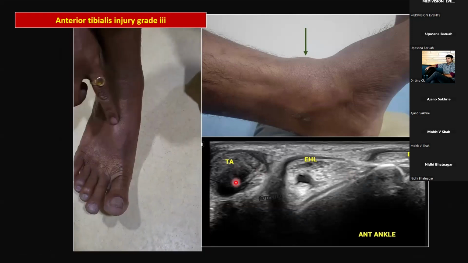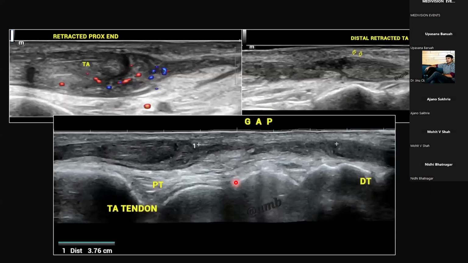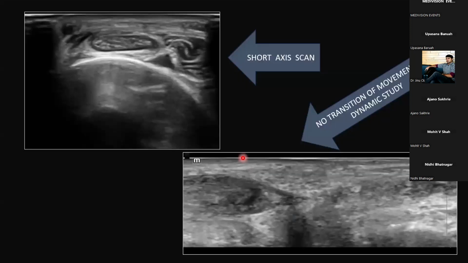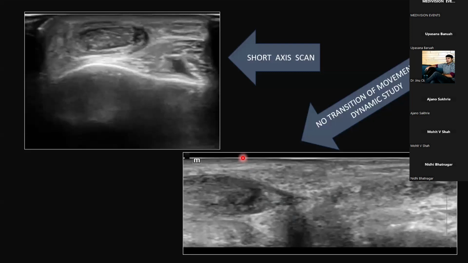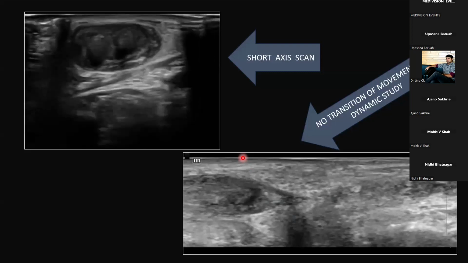But as you make it long axis, this is retracted back, and there is a long gap in between, about 4 centimeters. We can see it in the transverse short axis scan. You can see the retracted bulging of the proximal end, and at the distal end, there is no transmission of movement between these tendons.